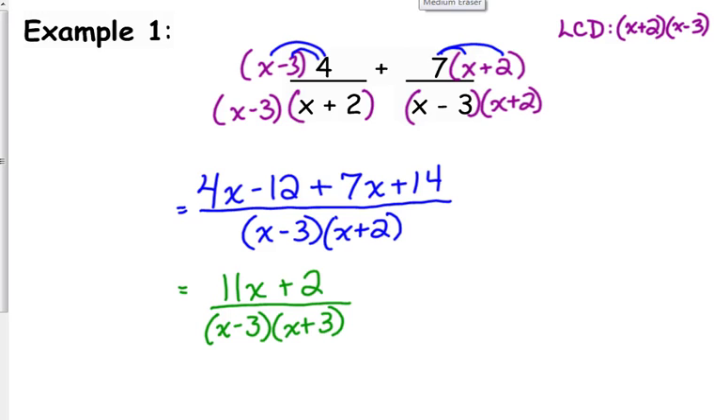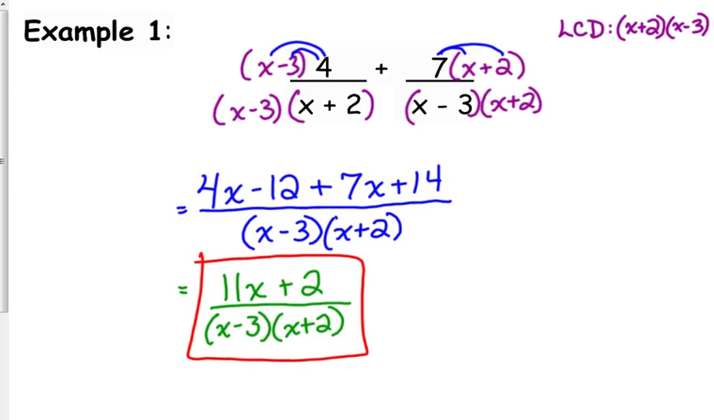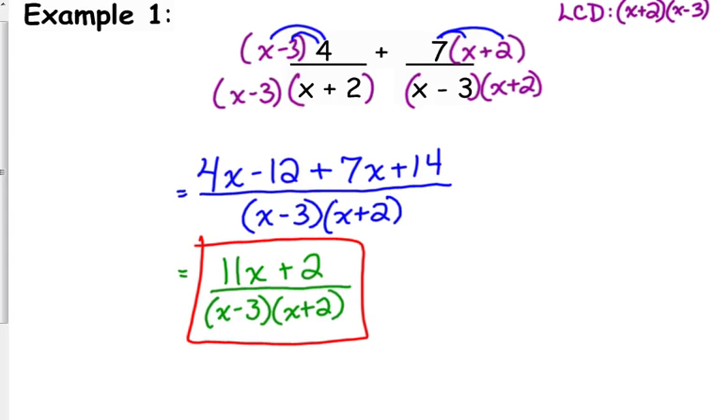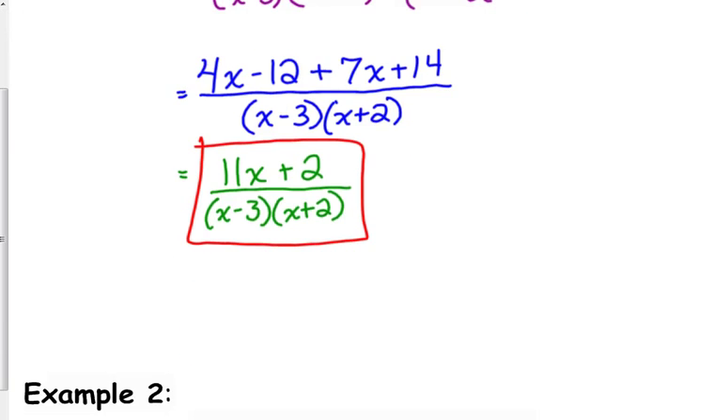Oh, thank you, Chase. I wrote three. That's what happens when I start talking and writing at the same time. Okay? Yes, sir. Right. I would leave it in factored form. You can, but kind of like yesterday, I would just leave it.